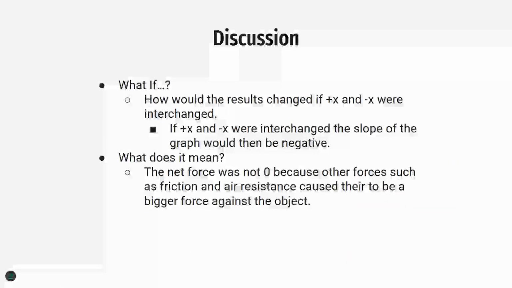So for discussion, how would the results change if positive x and negative x were interchanged? This would just cause the slope of the graph to be negative. That would be all that really changed there.